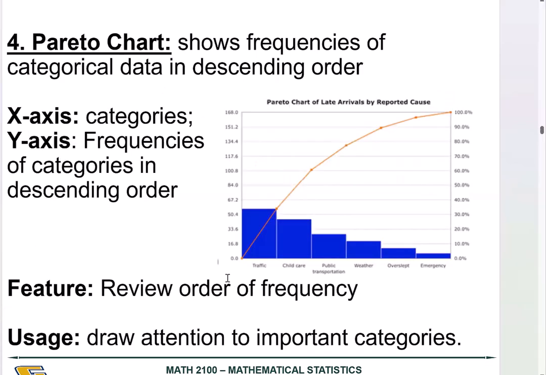And then the Pareto chart. It's pretty much a kind of bar chart, but reorganized in a fashion where the most important category comes first. So it helps to draw attention to the most important category. The x-axis will be categories, and the y-axis will be the frequency of each category. This is the Pareto chart for late arrivals reported by robotic calls. People reported the reason they were late for work as traffic, childcare, public transportation, weather, oversleep, and emergency.